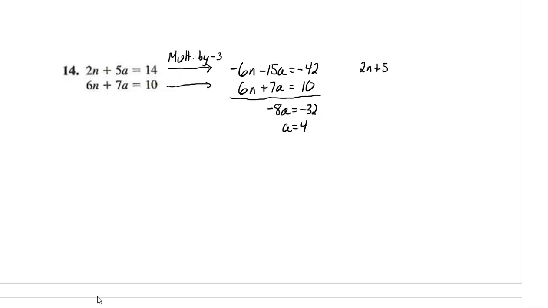2n plus 5 times 4 is equal to 14. This is 2n plus 20. Subtract 20 from both sides, getting -6. So n is -3. In alphabetical order, 4, -3.